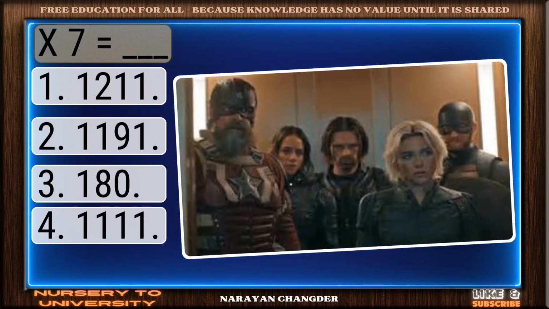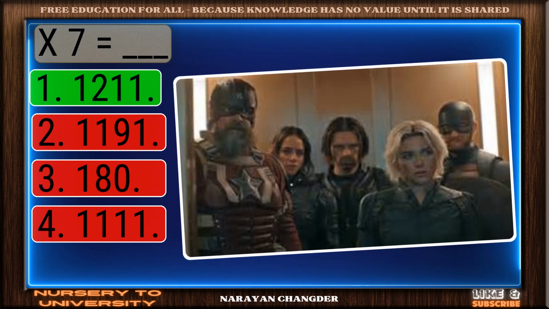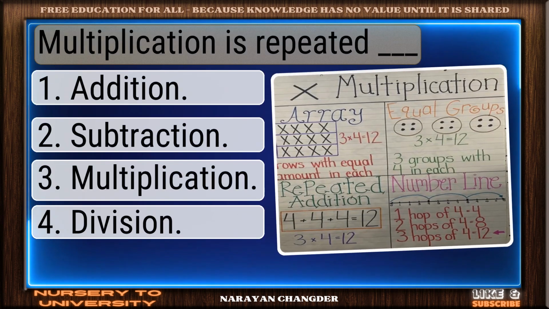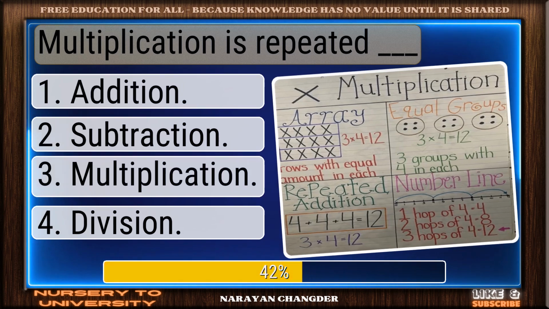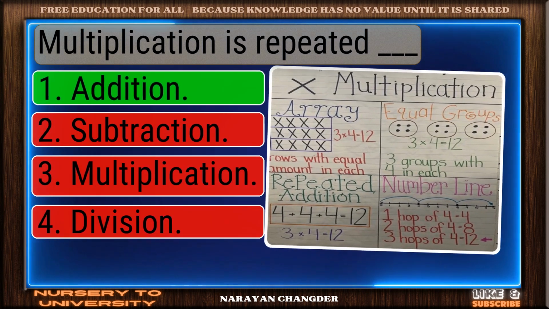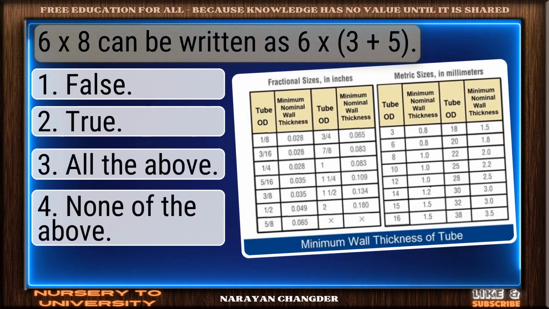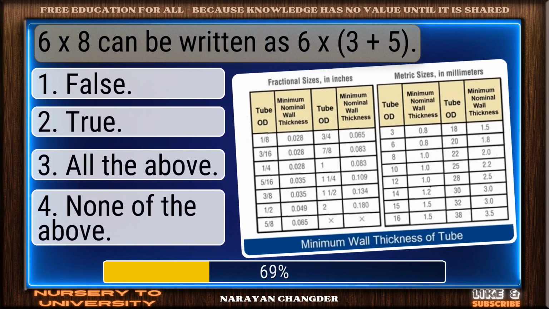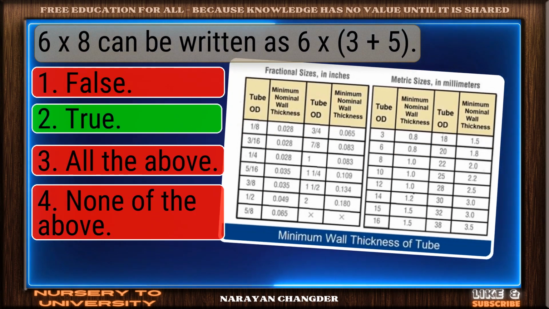7 times something is equal to dash. Sharp thinking. 11 is the right choice. Multiplication is repeated dash. Strong choice. Addition is the right answer. 6/8 can be written as 6. Excellent choice. True is the right answer.